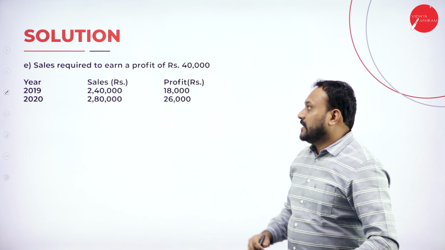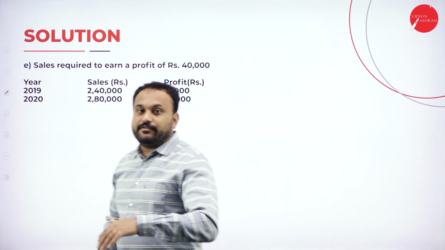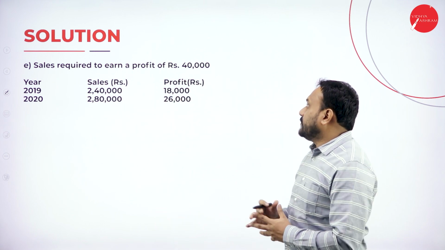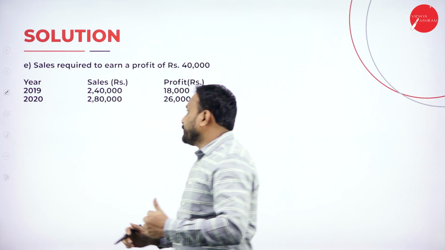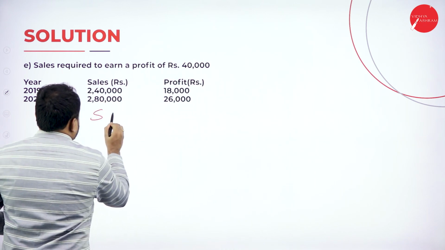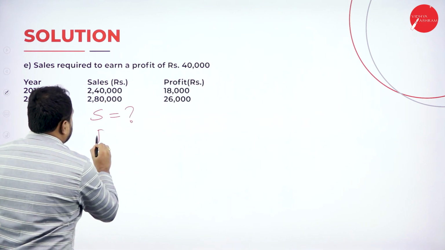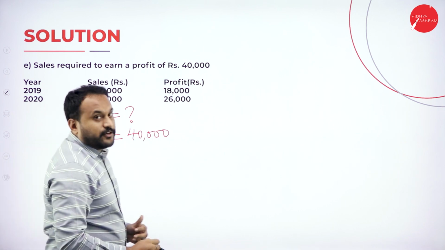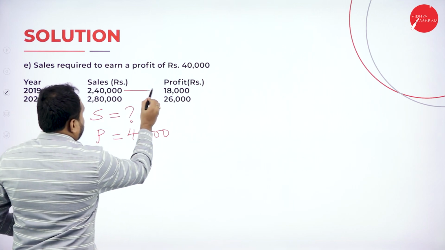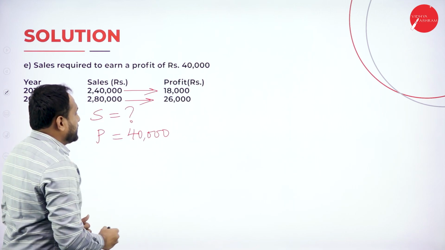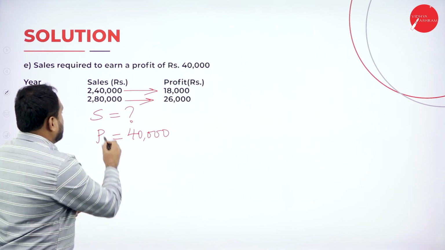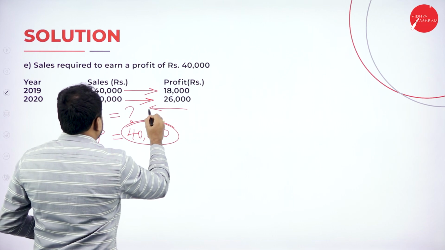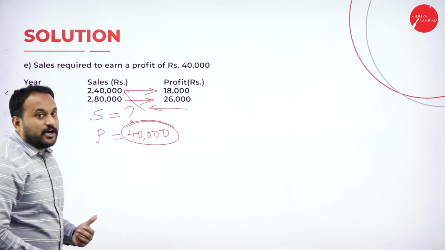Next one we have is E. After A, B, C, D, we are supposed to go with E. Again, they say sales required to earn a profit of rupees 40,000. Now it is like ulta. See, for 2,40,000 it was 18, for 2,80,000 it is 26. If the profit is 40,000, what would be your sales?